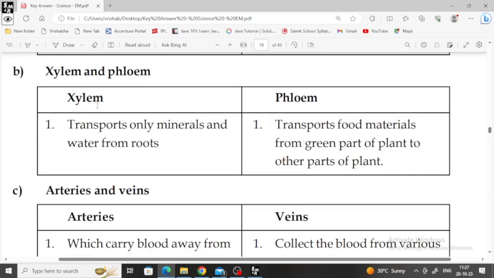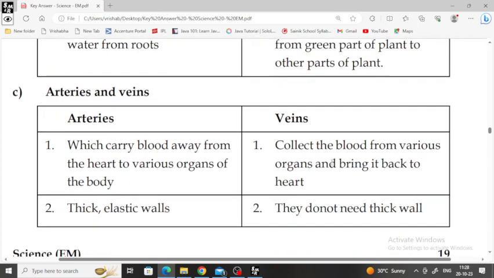Xylem and phloem. Xylem transports only minerals and water from roots. Phloem transports food materials from green parts of the plant to other parts of the plant body. Then arteries and veins. Arteries carry blood away from the heart to various organs of the body. Veins collect the blood from various organs to bring it back to the heart.